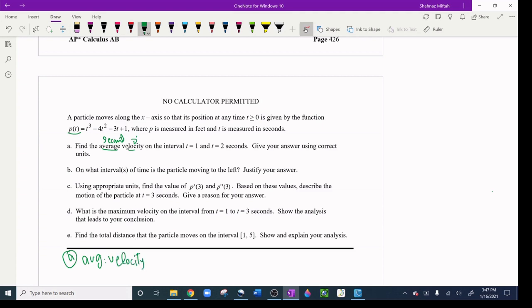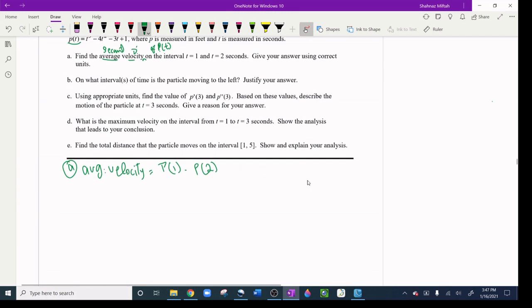Okay, first you have to ask yourself average velocity of, remember I said this word is important, of what? Average velocity of position, like a p of t. So in the formula, I have a p of t, which is p of 1 minus p of 2, over 1 minus 2. So now I have to make sure that I get p of 1 and p of 2.